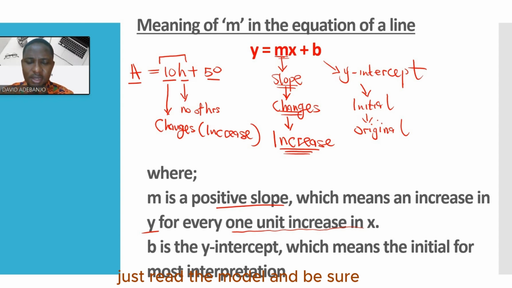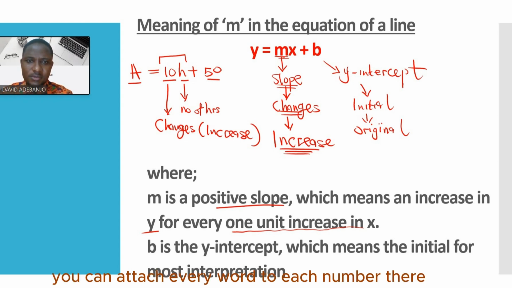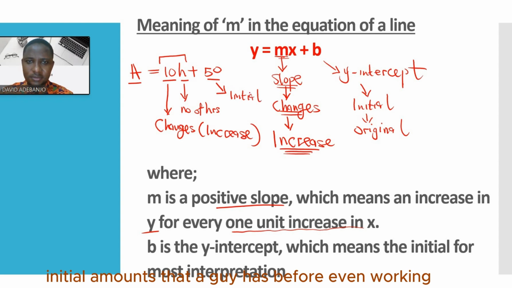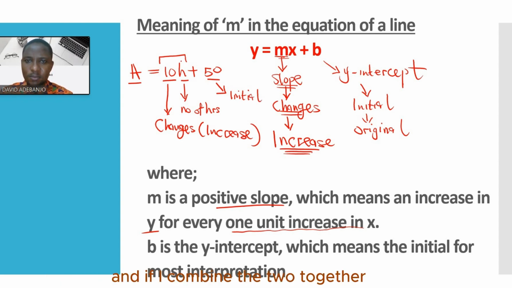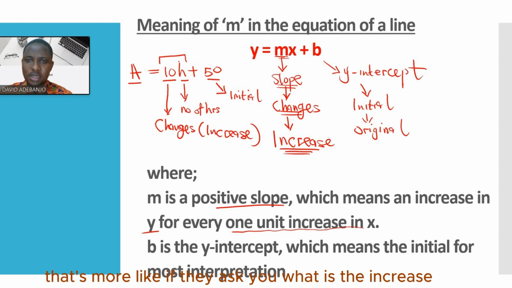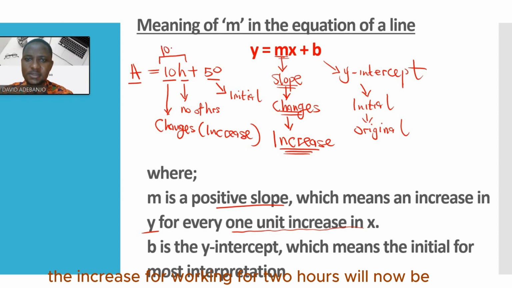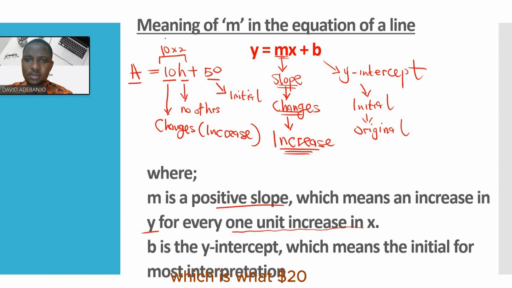Just read the model and be sure you can attach a meaning to each number there. In this case, my 50 here is like the initial amount that the guy has before even working. If they ask you what is the increase in what the guy will earn after working for 2 hours, the increase for working for 2 hours will be 10 times 2, which is $20.